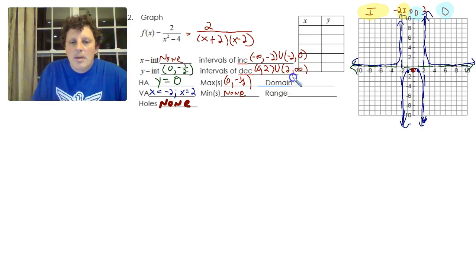Domain is limited here. So remember, we've got all real numbers except, and where does the function not exist? Well, it doesn't exist at -2. It doesn't exist at +2 because those are asymptotes. The range is also all real numbers, all y values, except for the one horizontal asymptote at 0. So I want you to think of, for the domain, look for vertical asymptotes and holes if there are any. Those are going to be limits on the domain. And for the range, look for horizontal asymptotes and holes if there are any, and those will be limits on the range.